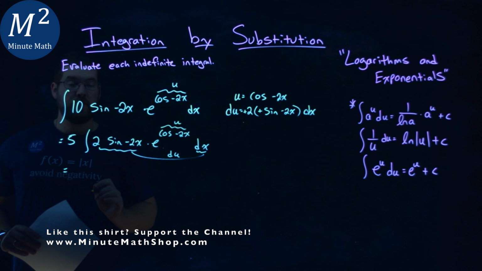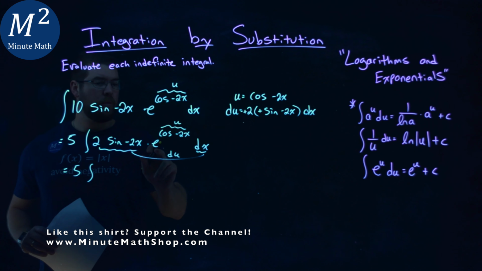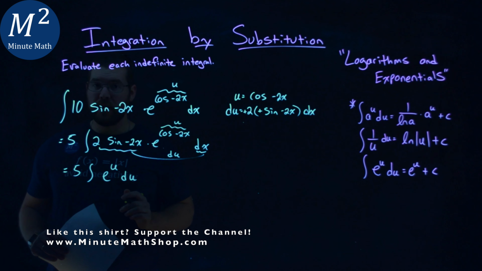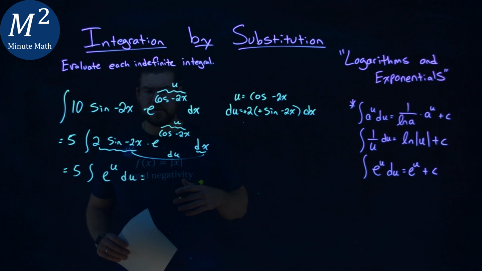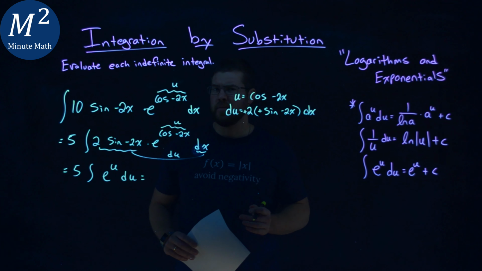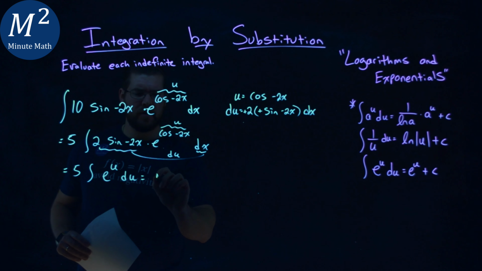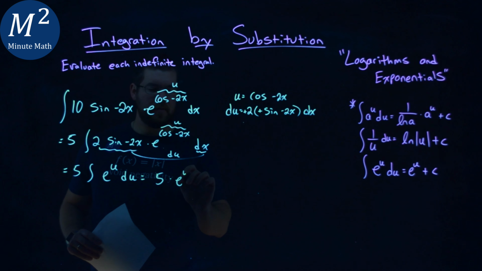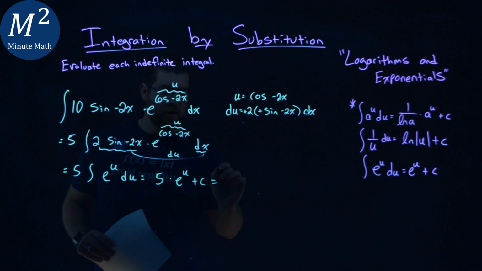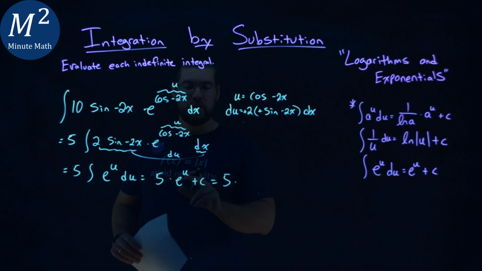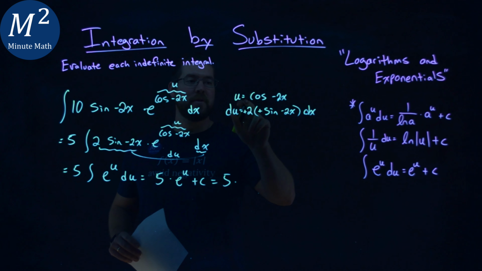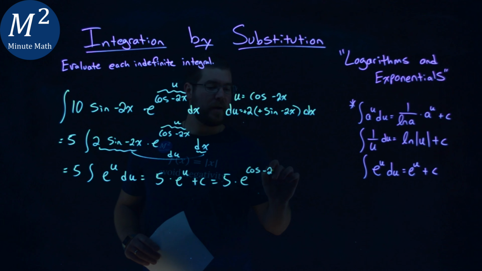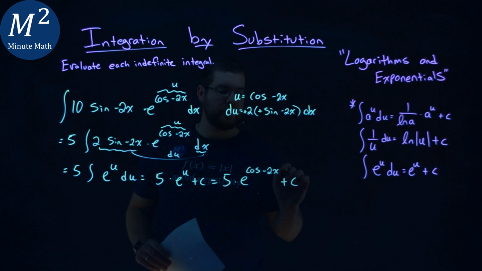So let's write this in terms of u. 5 times the integral, well, we just have e to the u power, and then a du right there. Let's go integrate that. Now, luckily, our definition's a pretty easy one. 5 stays out front, and the integral of e to the u is e to the u plus c. So 5 times e to the u plus c. We're going to plug u in, cosine of negative 2x for that u. So we have 5 times e to the cosine of negative 2x here, and then don't forget again, plus c.